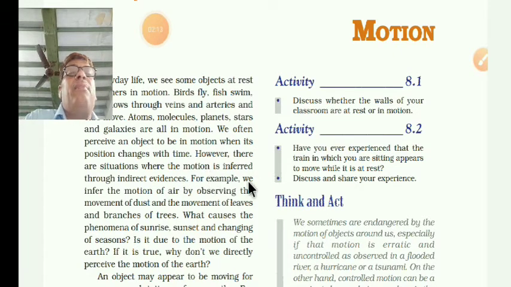For example, we conclude the motion of the air by observing the movement of the dust, the movement of the leaves and branches of the trees. So these are all indirect evidences of the movement of air. And the phenomena of sunrise, sunset and changing seasons are due to the motion of the earth. These are all caused by the motion of the earth. Why don't we directly perceive the motion of the earth?